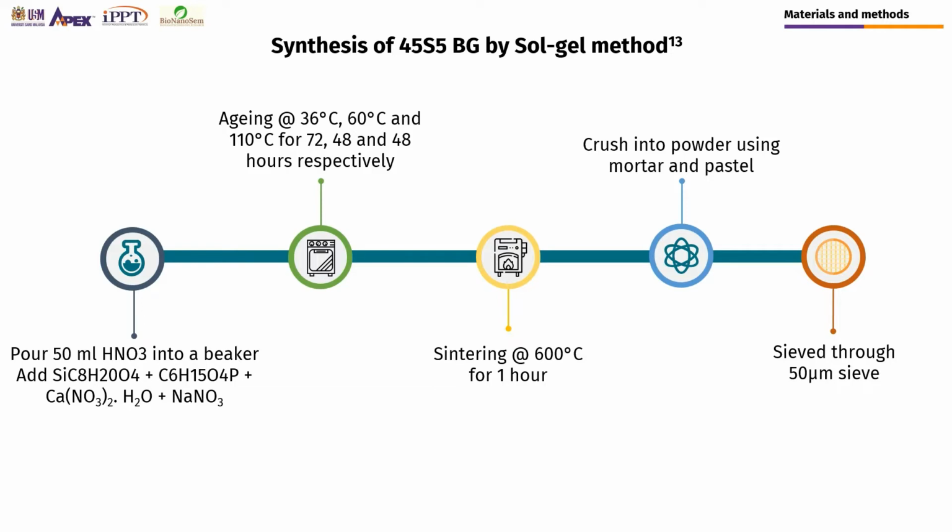The solution was aged and dried gradually at 36 degrees Celsius, 60 degrees Celsius and 110 degrees Celsius for 7 days. After 7 days, the powder was sintered at 600 degrees Celsius for 1 hour. Later, the granule was crushed and sieved with 50 micron sieve.